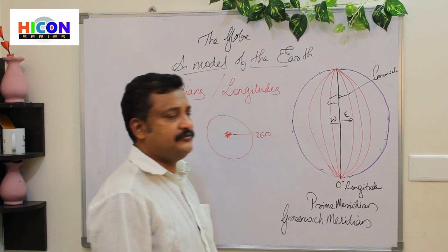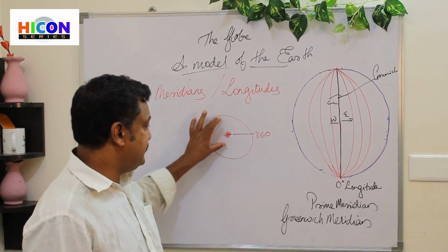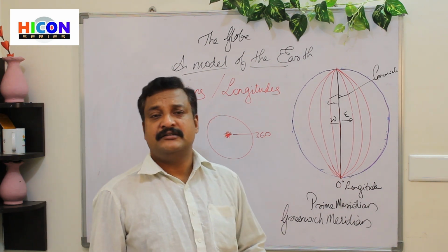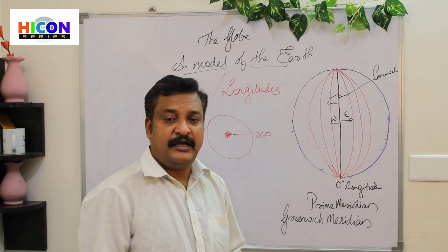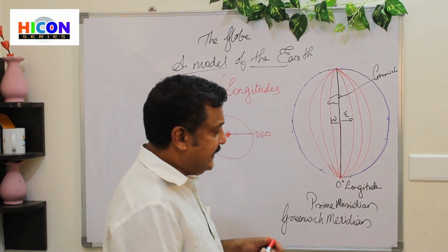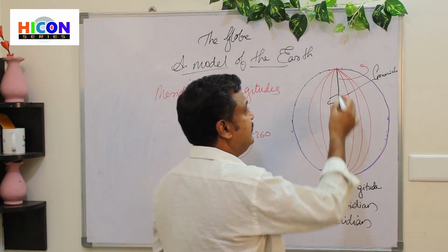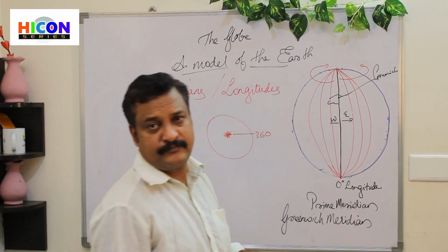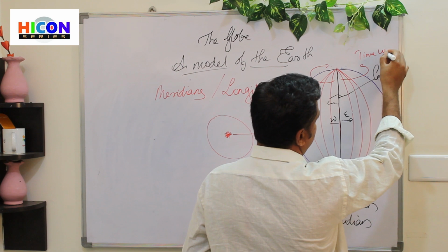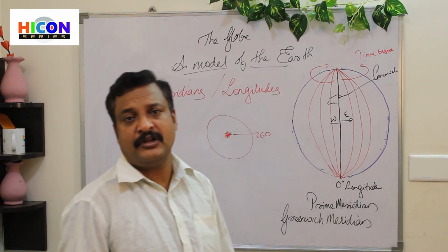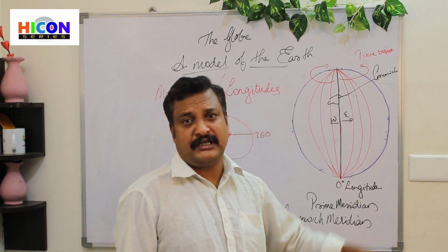The lines that start from the North Pole to the South Pole are known as longitudes. They are 360 in number. They are also known as meridians. The 0 degree meridian or the 0 degree longitude is the line that passes through Greenwich, right? And there are 180 longitudes to the east of the 0 meridian and 180 to the west. So these east and west directions and meridians are basically used for time calculation.